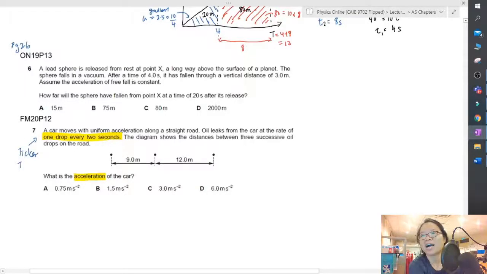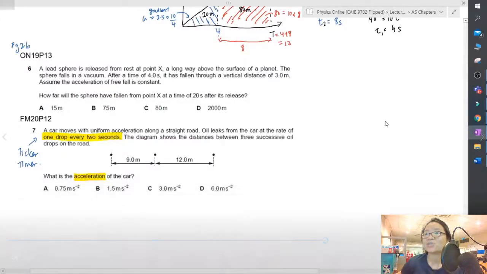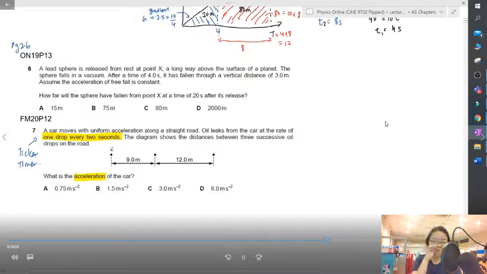Anyway, you have a car moving with uniform acceleration along a straight road, and oil leaks from the car at the rate of one drop every 2 seconds. So the oil drops every 2 seconds, what am I talking about? This is the distance. Obviously the car is accelerating because the distance between the drops is increasing. This, by the way, is exactly like a ticker timer. So what is the acceleration of the car?